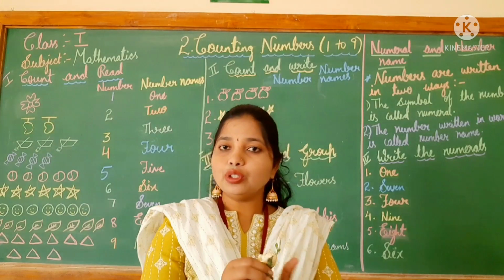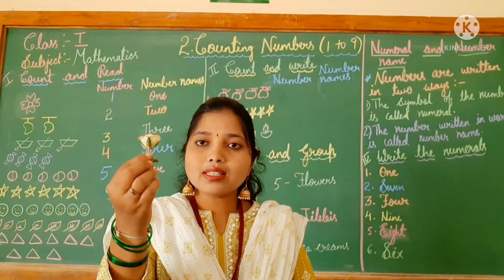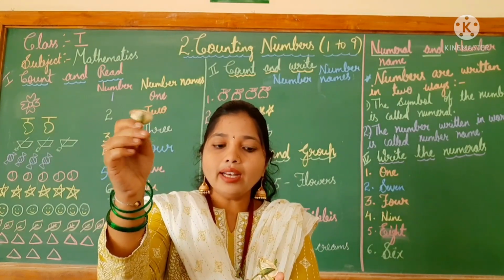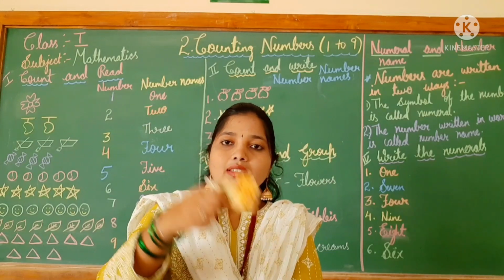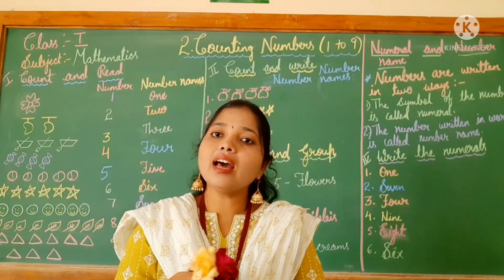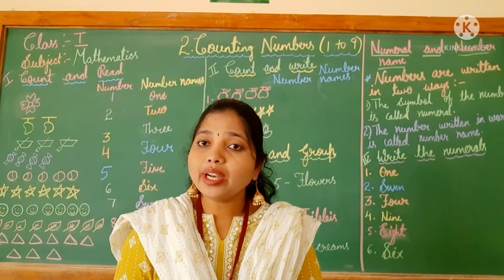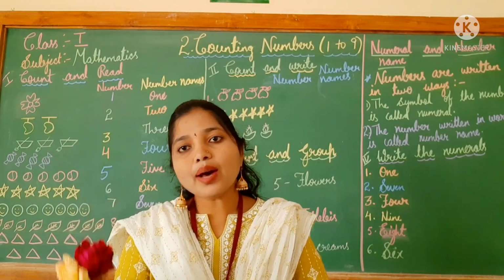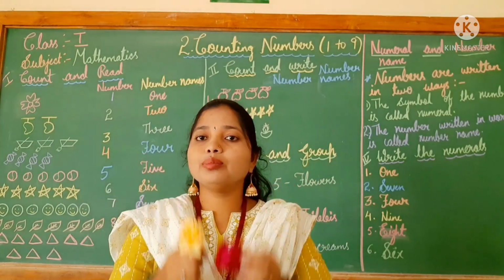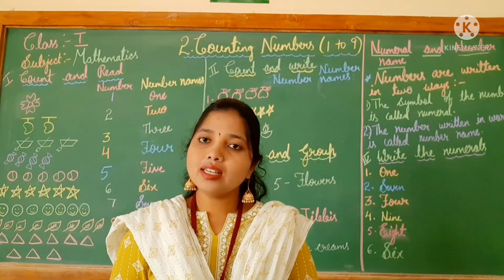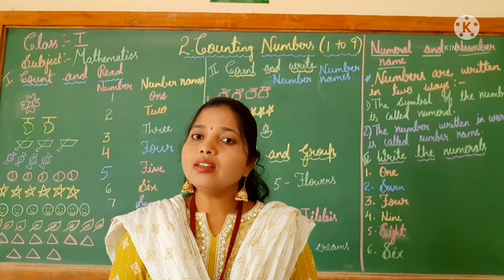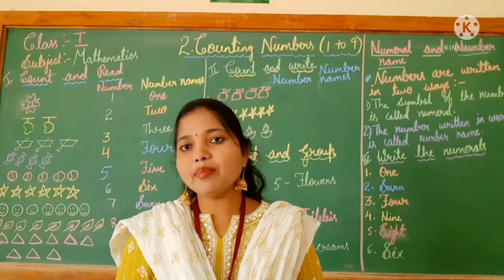See, children, here I will show you one example. What is this? This is a flower. These are all our flowers. So, this is 1, this is 2, this is 3, and this is 4. So, how many flowers are there, children? There are 4 flowers. How have we counted these flowers? With the help of numbers. So, the numbers which are used to count these objects are called counting numbers. I hope you all have got a clear picture for the definition of counting numbers.